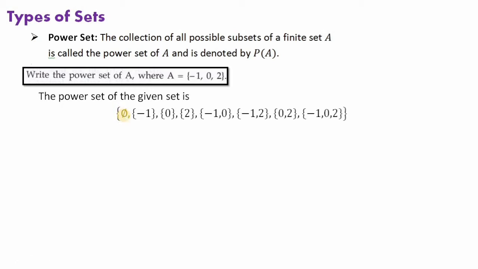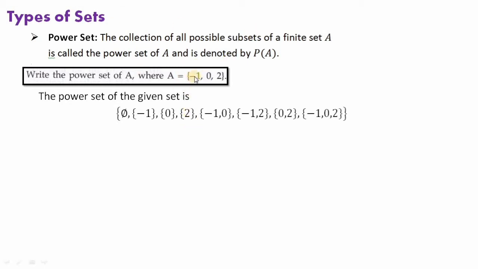Now I'm going to take singleton sets out of this. So that means I'm taking 1, I'm taking 0, I'm taking 2. All right, now singleton sets are also done: set with no element, singleton set, set with a single element. Now let's form sets with 2 elements.